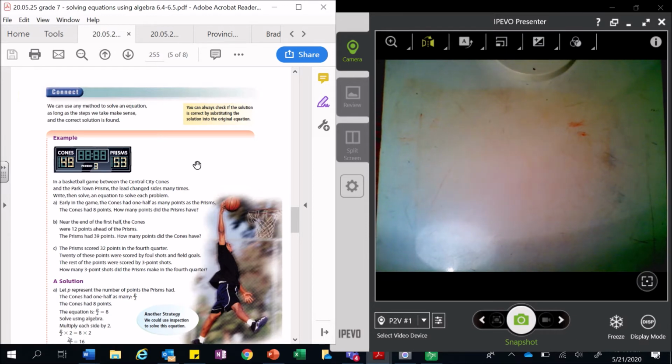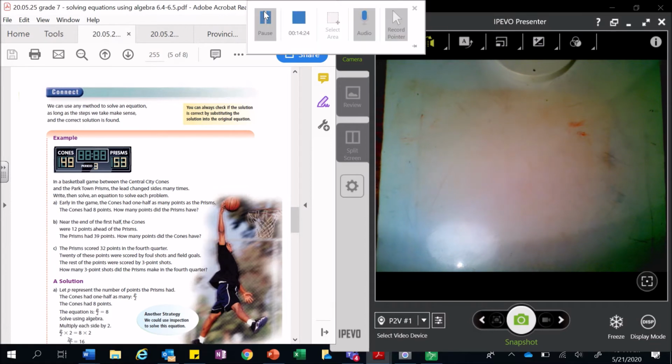Prism scored 32 points in the fourth quarter. 20 of these points were scored by foul shots and field goals. The rest of the points were scored by 3-point shots. How many 3-point shots did they make in the fourth quarter? Now, that had a lot of detail, so I'm going to think about this. I'm going to write a couple things down. I'll pause it and come right back.